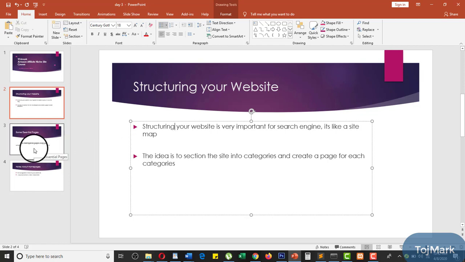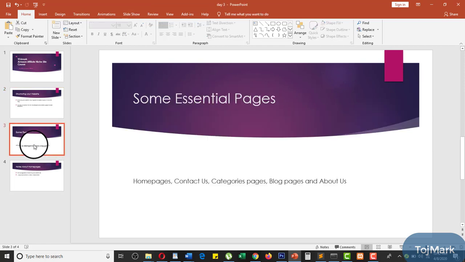But before I go into the case study for this module, let me explain all about what I want to present here. Okay, some essential pages: home page, contact us, category pages, blog pages and about us. When you want to open your website, there are pages that are very, very important that you have to take into consideration. Number one is the home page. Okay, what is the home page? The home page is the page that when someone wants to enter your website, it is your home page that the network will direct them to.